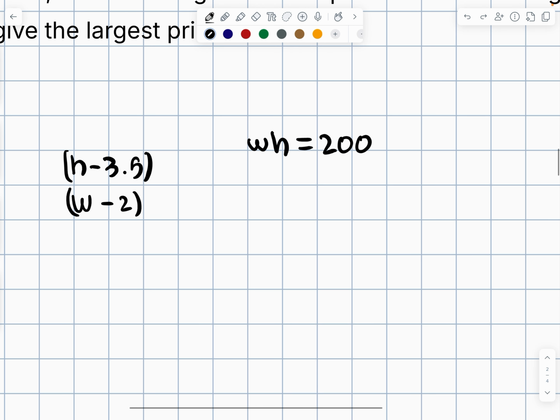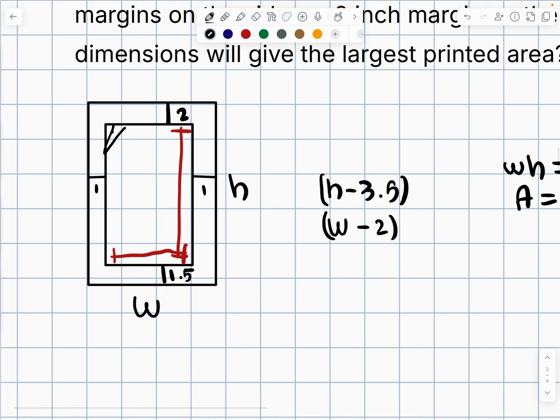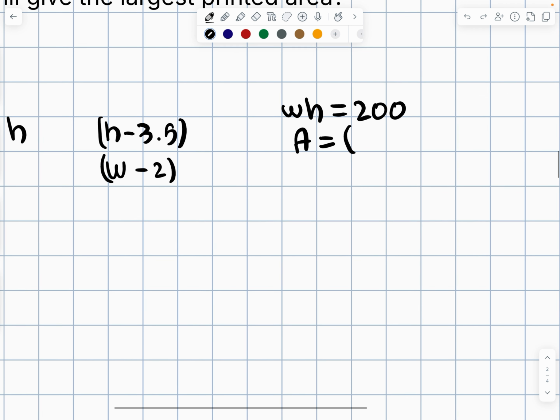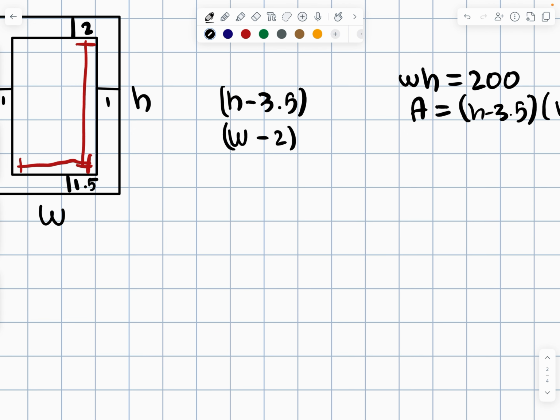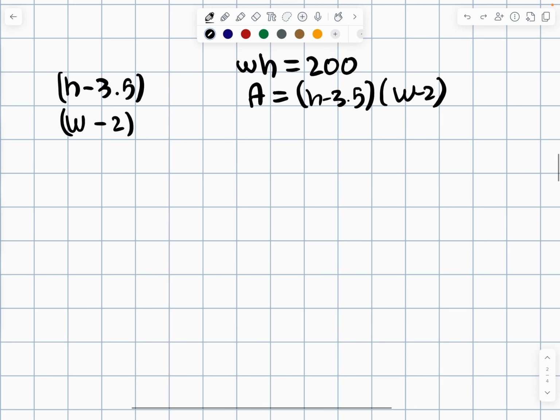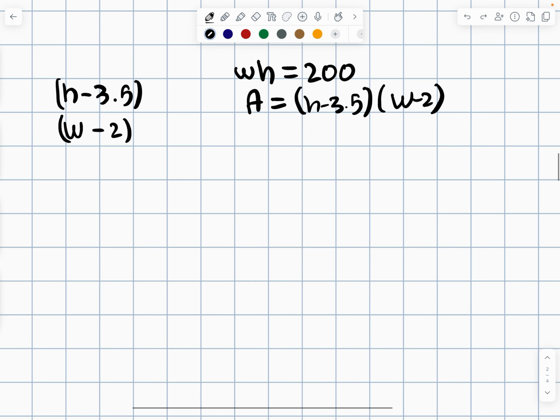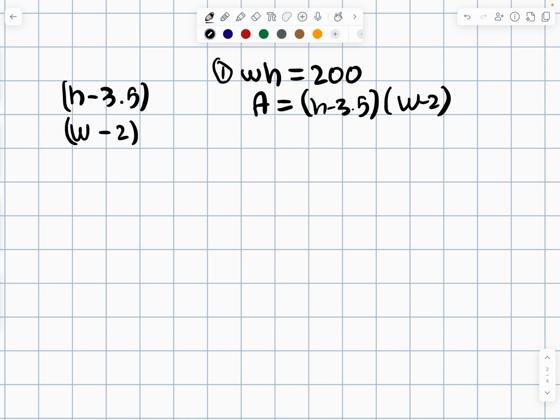And then if we do our second formula, it's going to be area is equal to the inside margin. So we're just going to be covering this only now. Okay, so that's going to be h minus 3.5 times width minus 2. And we've already figured out those dimensions when we subtracted the margins from our original height and width. That gave us these new dimensions. Now, since we have these two formulas, we can isolate for one variable in the first equation, and then input the isolated variable in our second.